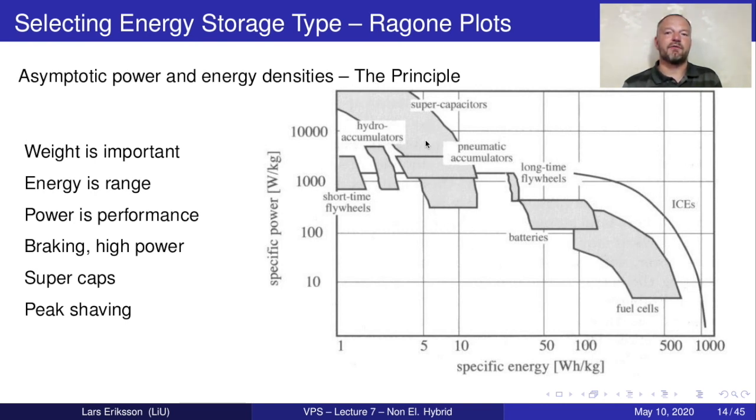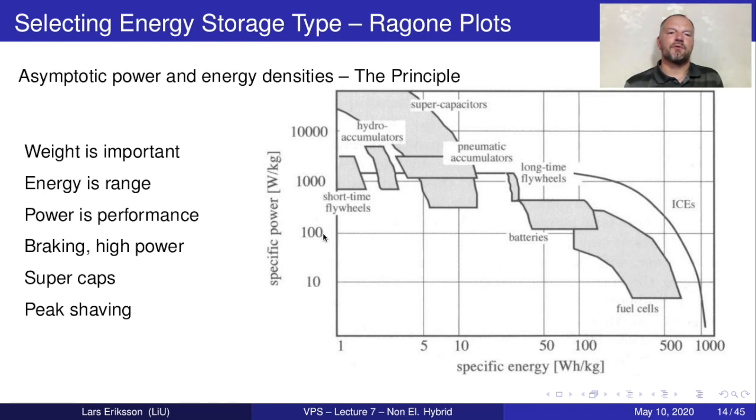Supercapacitors can deliver a lot of power, but they cannot store so much energy. The reason why they have a lot of power is that the internal resistance is very low compared to what we have in batteries and in other components. We know that weight is important from the sensitivity analysis that we did. Energy is important because energy means range of a vehicle. Power is important because power is performance.